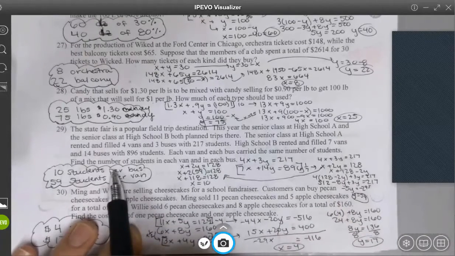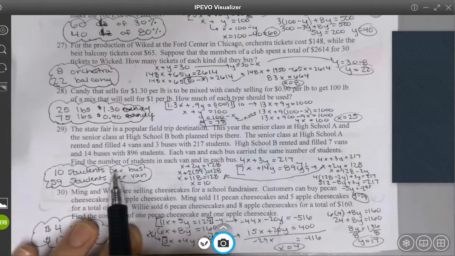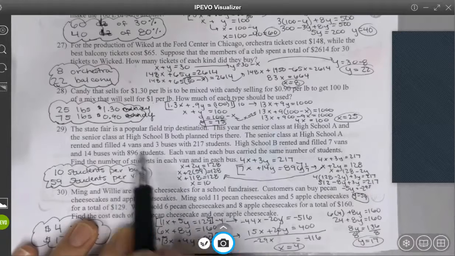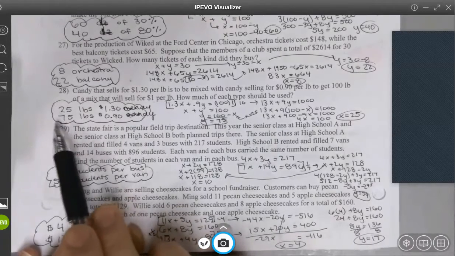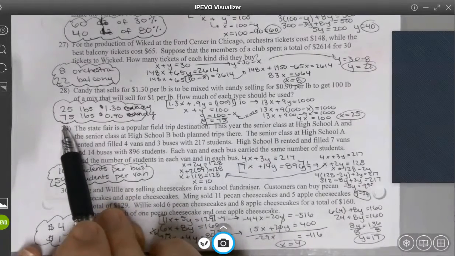So you get 25 pounds, and then for it to add up to 100 pounds, you must have 75 pounds of the 90-cent candy.